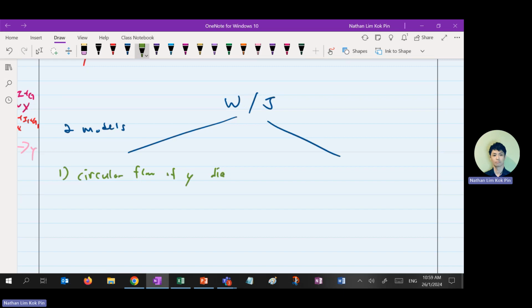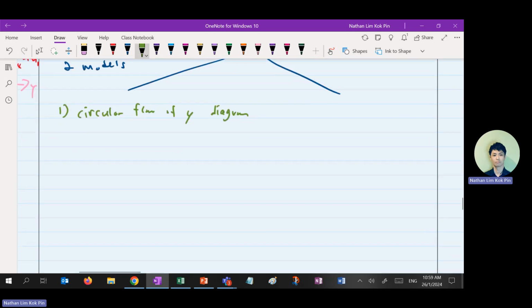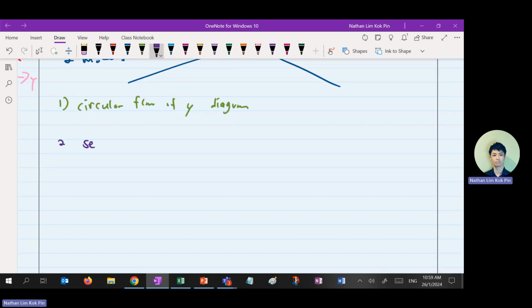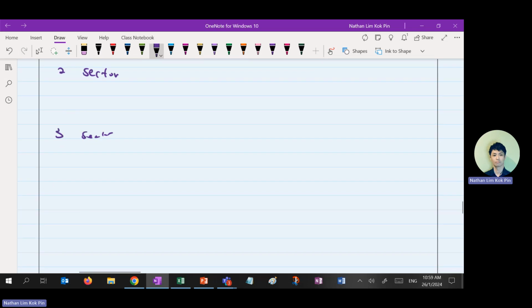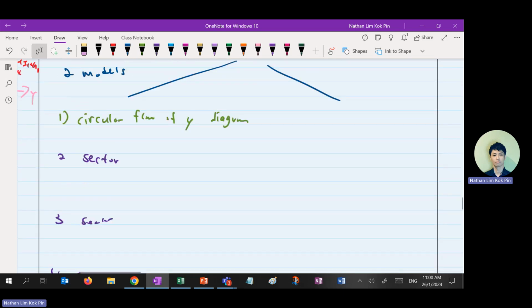Some people just use circular flow diagram, so they are the same as the income diagram or circular flow of income diagram, whatever, right? They have 2 sector, 3 sector, 4 sector, 5 sector. You have to know all the circular flow of income diagrams, because 1 out of these 4 will come out in a test.